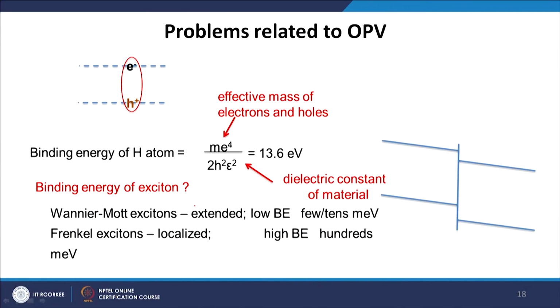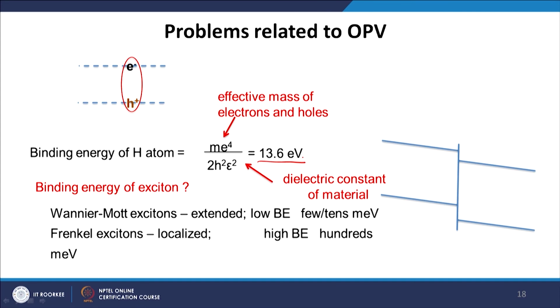So, you see that when the electrons and holes have been generated here, they are bound with each other; these are excitons. Now, we know that the binding energy of the hydrogen atom is m e to the power 4 divided by 2 h square epsilon square. m is the effective mass of the electron, e is the charge of the electron, h is the Planck's constant and epsilon is the dielectric constant. And if you plug in all these values, we will get 13.6 electron volt, a very standard value for the binding energy of the hydrogen atom in the ground state.